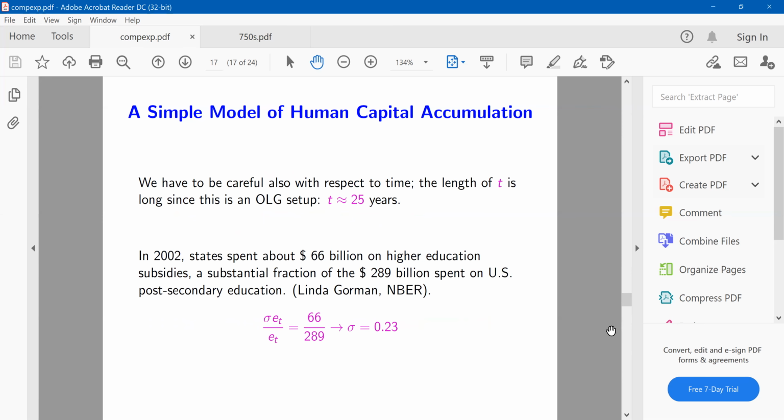So let's start with the timing convention. So this is a dynamic model, which means you should be careful with the length of t, okay? Now, this is an OLG setup, which means the length of a period is long, right? Because there's adulthood and there's childhood. So at least we're going to assume something like 25 years, okay? Then I will first look at the subsidy rate, okay? As you see, I have a direct comparison with the data, okay?